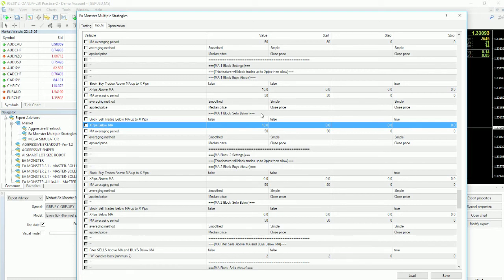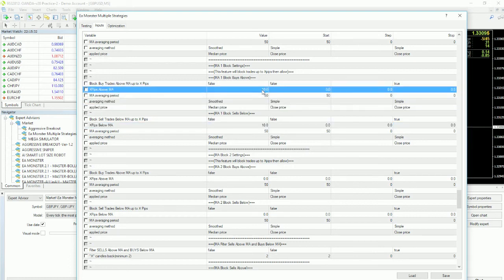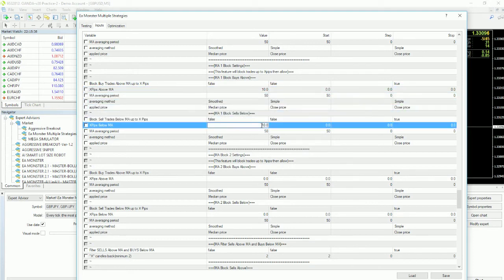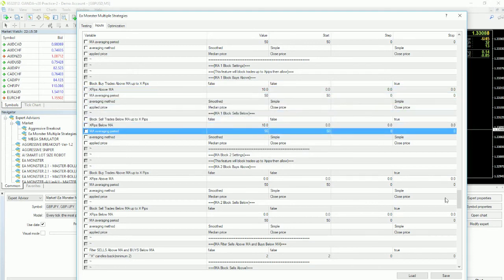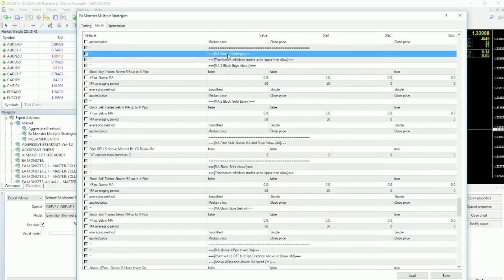But the opposite also could be true. If it gets too far away, it's going to reverse. So use your imagination, use your trading skills to develop your own strategies with these features here. Like I said, this one will block and then allow after this number of pips over and above the moving average.